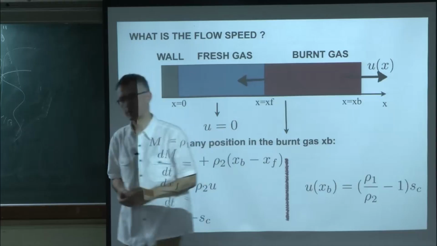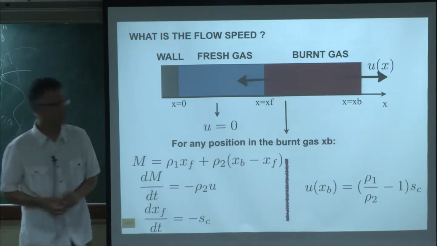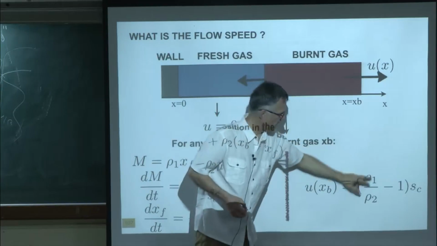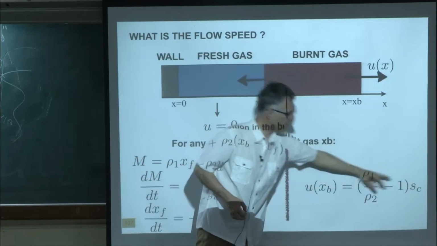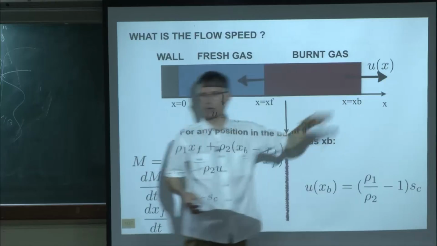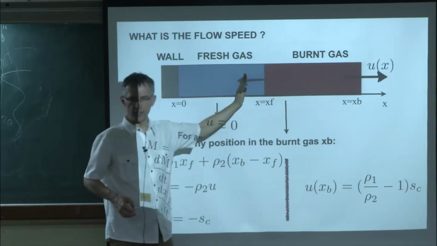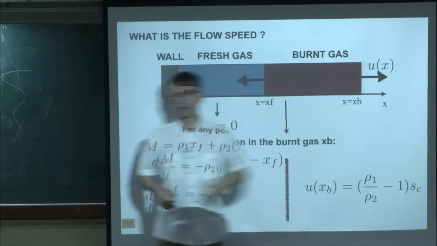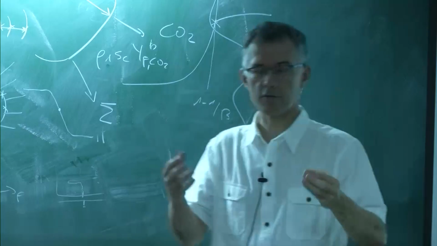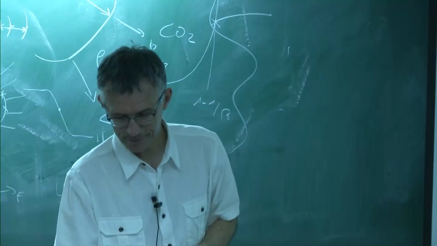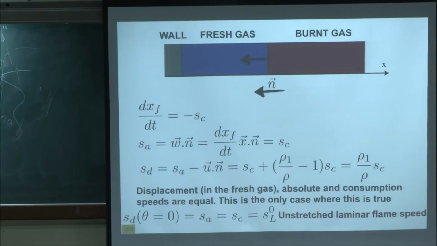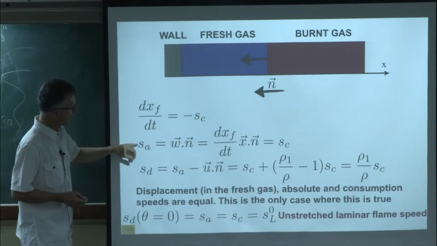And you combine these two things, and you find that the velocity here is (ρ1/ρ2 minus 1) multiplied by SC. Okay, so the flow here in the burnt gases is going away at a speed which is, you know, this is 6 or 7 times the flame speed. So the flame is moving at 50 centimeters per second, and the gas is moving away at 3.5 meters per second.